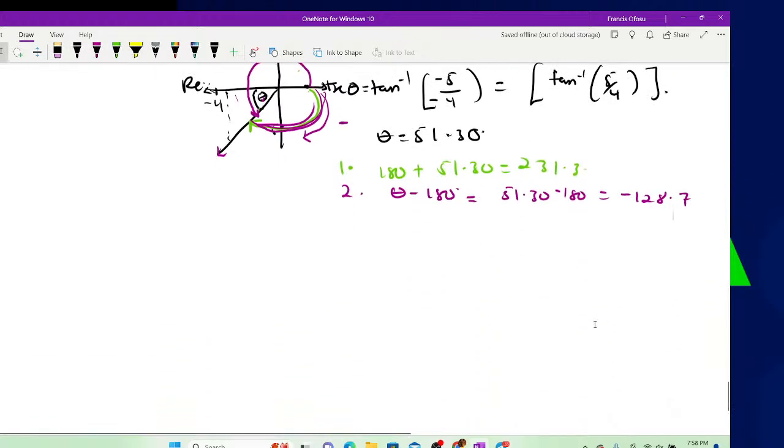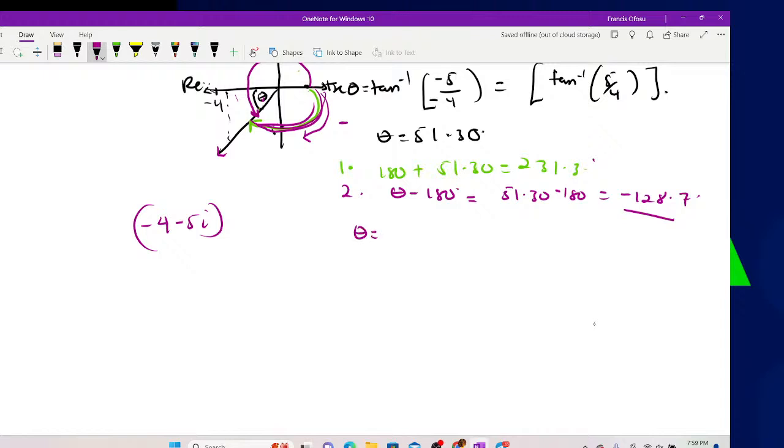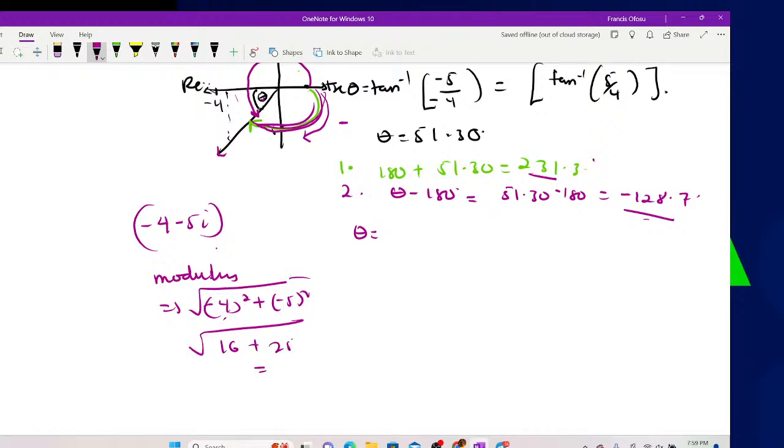So at this point, let's check if these two angles are indeed equal. Our complex number was initially -4 minus 5i, right? And we are saying that the argument theta is equal to either this or this. Let's see if we get our complex number back using either of these two conventions. So let's quickly find our modulus. Our modulus is equal to the square root of what? -4 all squared plus -5 all squared. Is that not it? This will simply give me 16, this will give me 25, giving me the square root of 41.